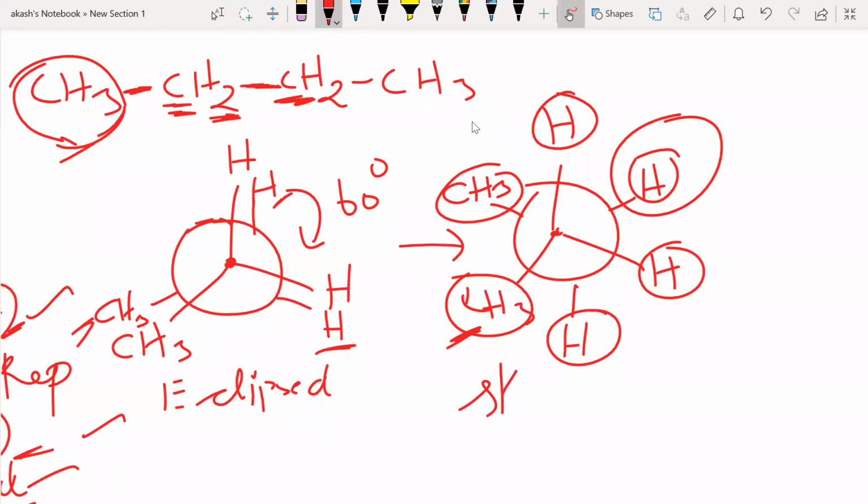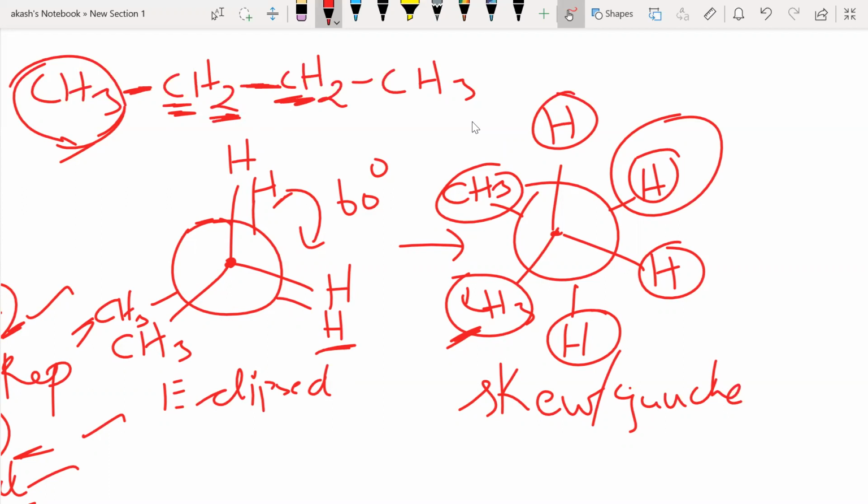These kinds of structures are called skew structures or gauche structures. I don't think you have this in the syllabus, but there's no harm in learning something new. Not a big thing at all. So you just rotate it by 60 degrees, and obviously this is not staggered. I told you what can be staggered. It should be on the exact opposite sides, each and everything.